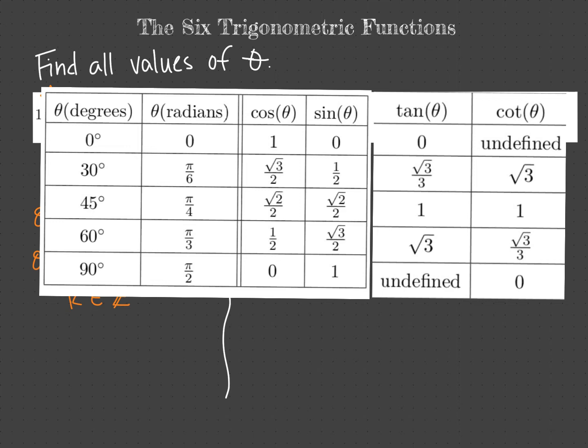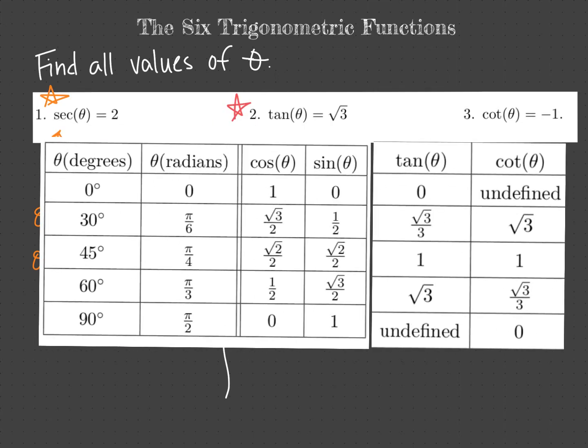Now, where is tangent positive root 3? The tangent is positive in quadrants 1 and 3. If you recall that "all students take calculus," in quadrant 1, all of the trig functions, all 6 actually, are positive. And then in quadrant 3, for "take," that means tangent is positive.